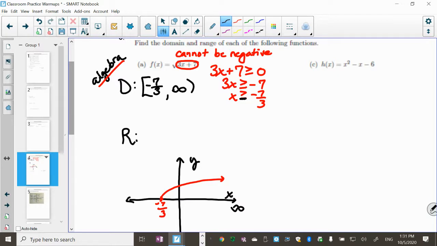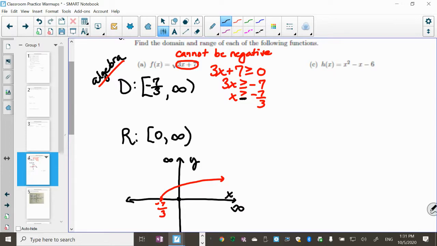Now the range, you can look at it here and say, oh, the lowest y that we go to. You can turn this sideways if you want, and squish it to the y-axis, if you will, but the lowest this goes is right here. It doesn't go below there, and that is when y is 0, and it actually touches it. So I know my range is from 0 all the way up to positive infinity, with a parenthesis. So that is the domain and range of that radical function.